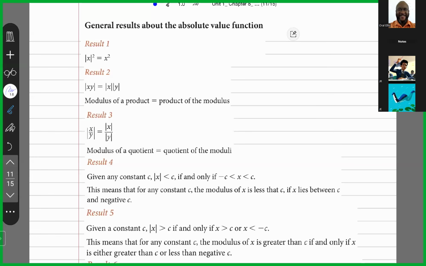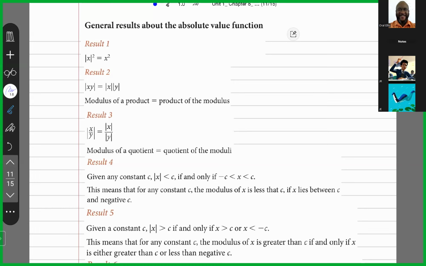All right, so let's talk about some general results about the absolute value function. Result one: the mod of x squared is equal to x squared. Later on we'll look at examples demonstrating how this knowledge could be useful.